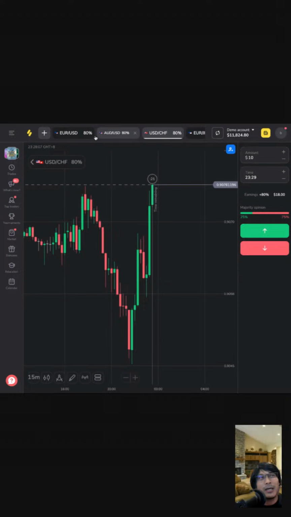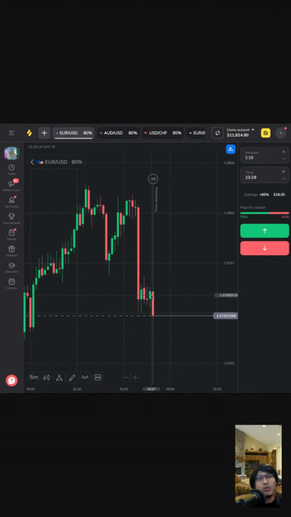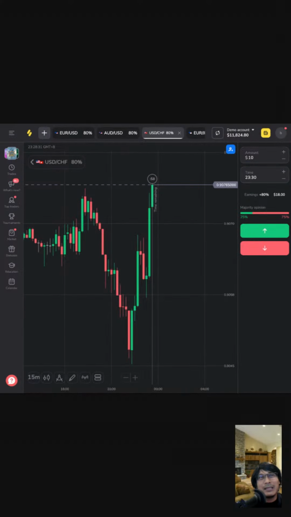See the pattern right there? Dollar is starting to show strength, and USD CHF is moving up. AUD USD and Euro USD are starting to move down and trying to get out of that sideways consolidation pattern. So maybe we'll get our confirmation today, because it's showing. See, the assets are correlated. The patterns agree with each other.